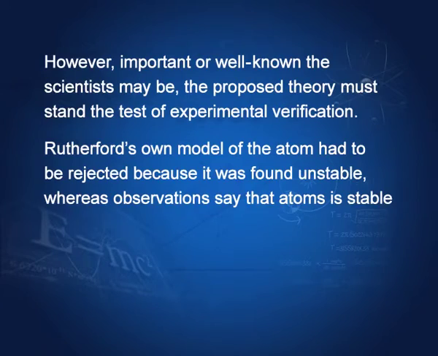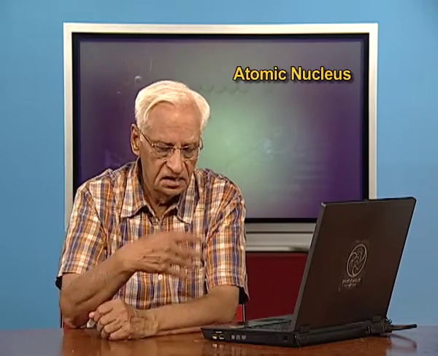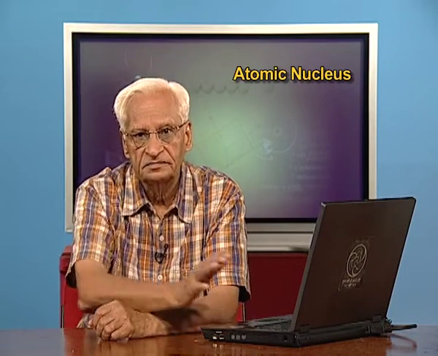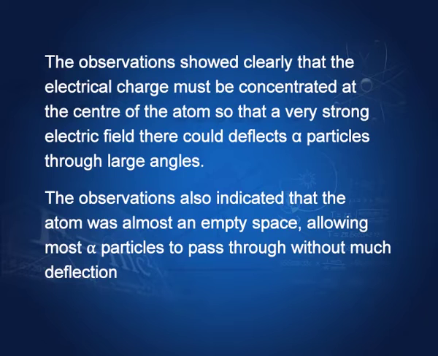Rutherford, remember, during that time was an extremely important and well known scientist, and his own model of the atom had to be rejected because it was found unstable, whereas observations say that the atom is stable. So, even Rutherford, at that time one of the most prestigious scientists, his theory had to be rejected. The observations showed clearly that the electrical charge must be concentrated at the center of the atom, so that a very strong electric field there could deflect alpha rays by large angles.